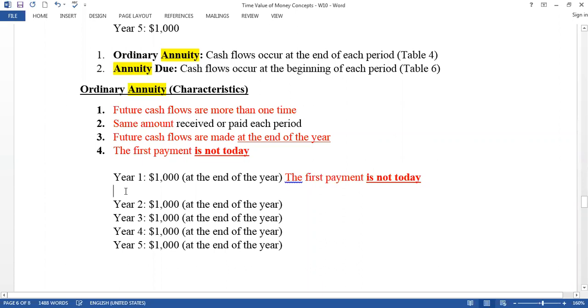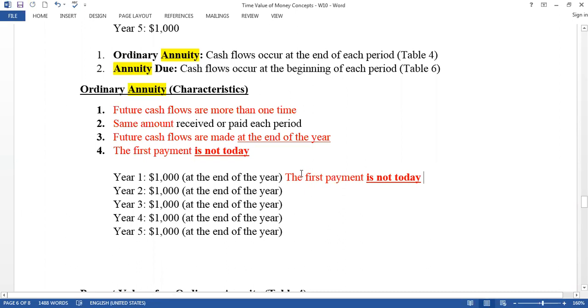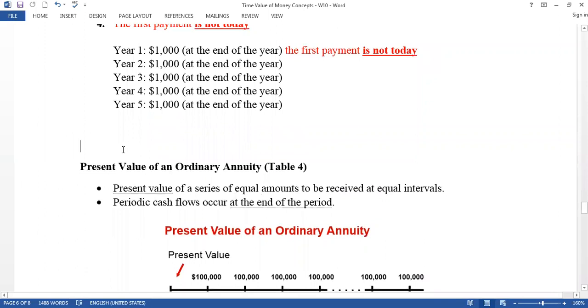First payment is not today. So in year one, you have to find out when is the first payment. The first payment is not today. So today we have a transaction between you and me, for example. I buy something from you, but today I'm not going to pay you any money. So, clear, you understand the characteristics? Now let's see the examples.